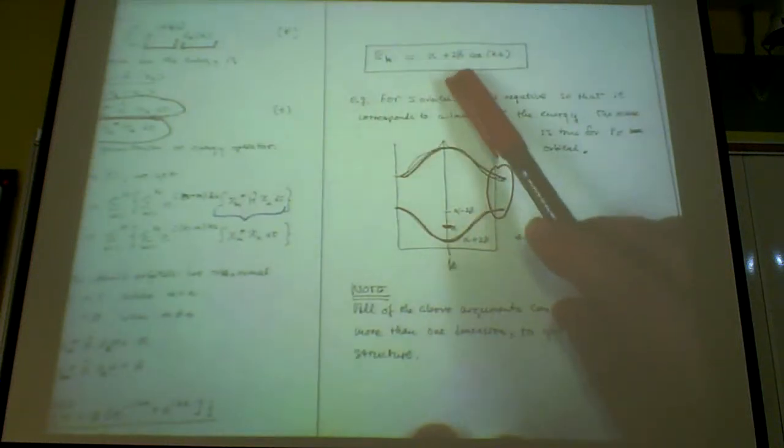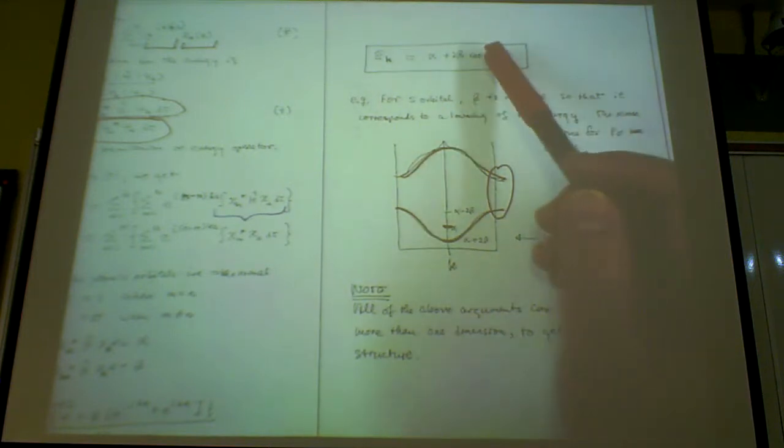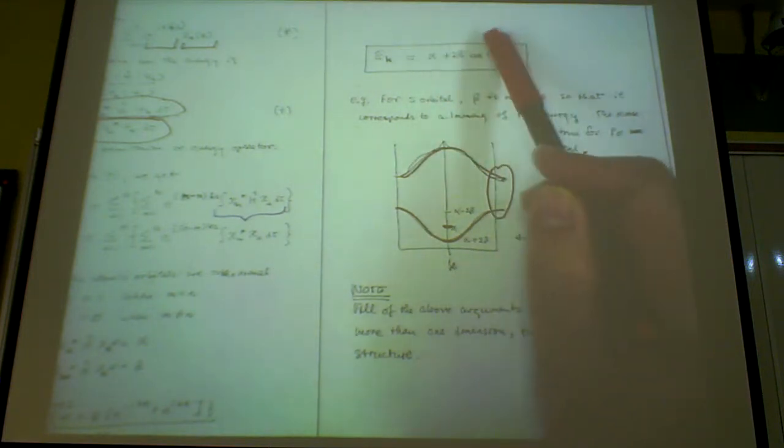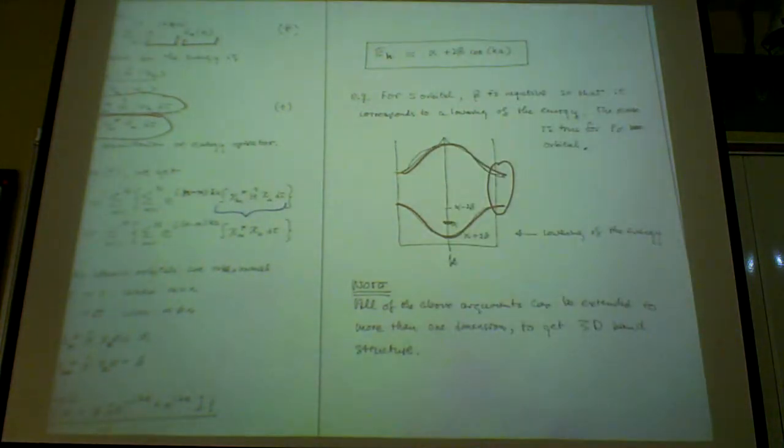So alpha plus 2 beta cosine Ka. And you can see the periodic function starting to come into play because you have the cosine function coming in. So in real terms, what does it mean? Let's take an example, right?